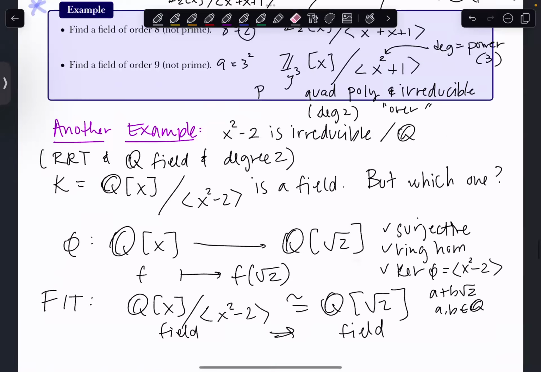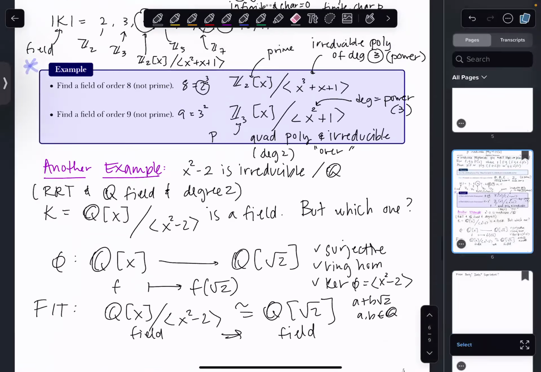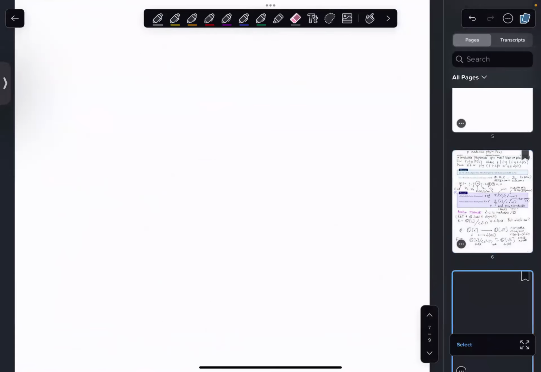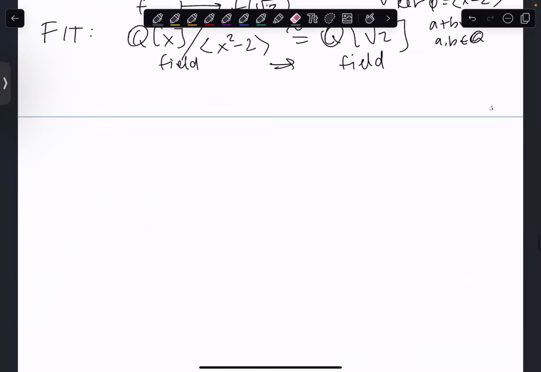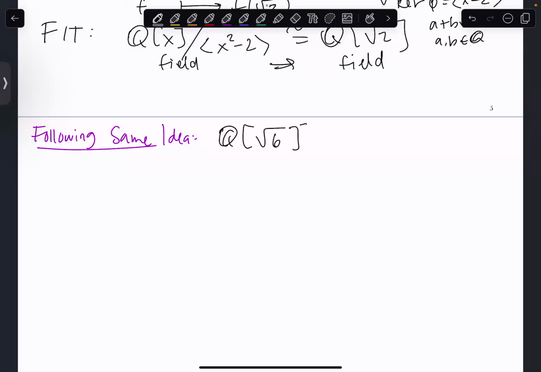Great. Oh, let me give us a couple more examples here. Following the same idea. We're going to see that Q adjoined root 6 is isomorphic to what?